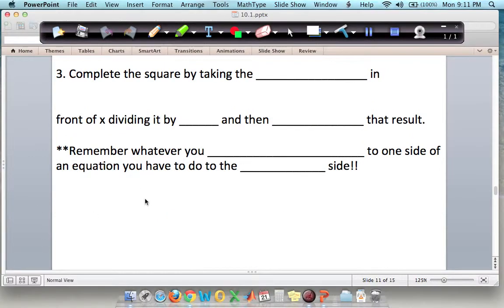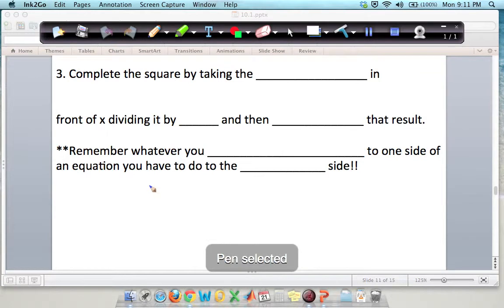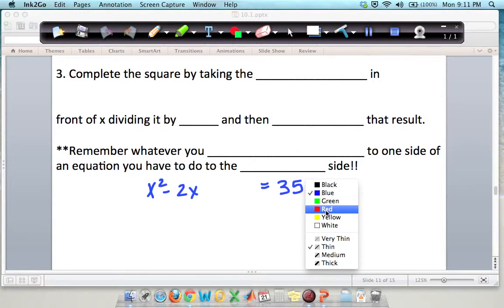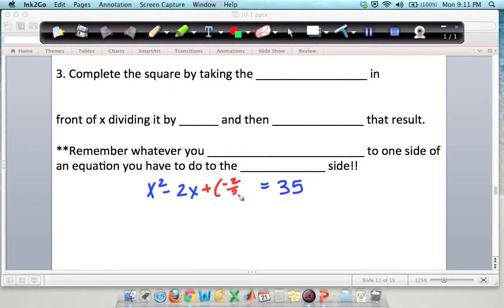And at this point, when you have it written like this, and this is easier when you're not writing it under each step, you're going to complete the square. So that means I'm going to take the number in front of x, which in this case is my -2, divide it by 2, and square it. And remember, whatever you add to one side, you have to add to the other side. So I'm going to write it twice, one on the left and one on the right.